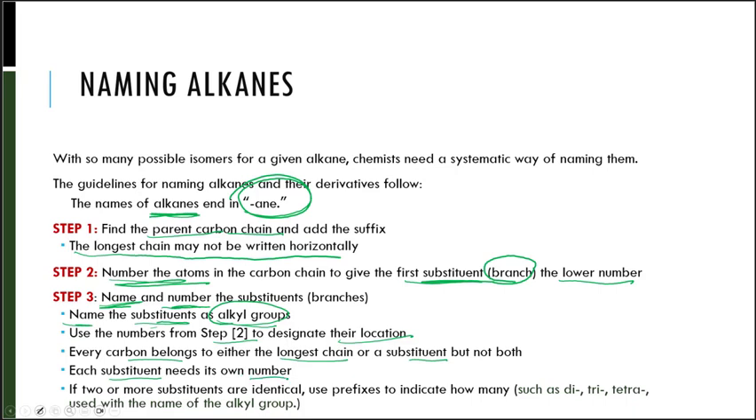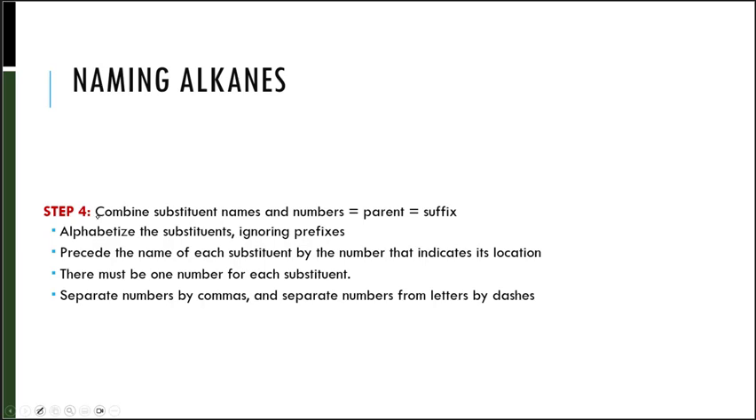Each substituent needs its own number. If there are 2 or more substituents that are identical, use prefixes to indicate how many. Like if there's 2 of them, we say di, or tri, or tetra. And then we use the name of the alkyl group. And then we combine it all.